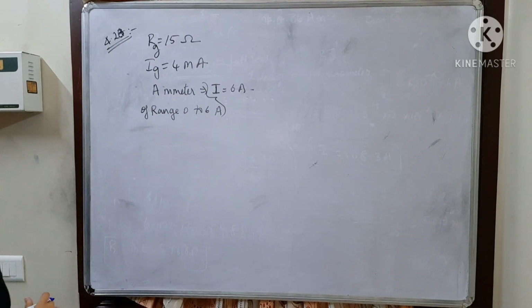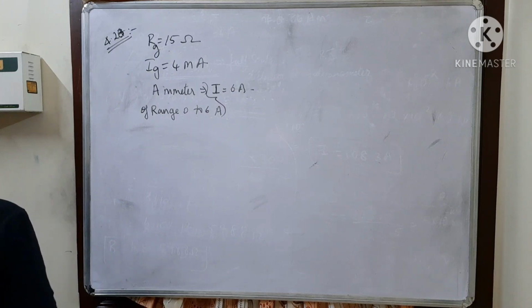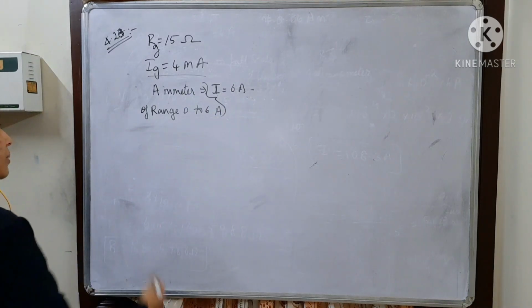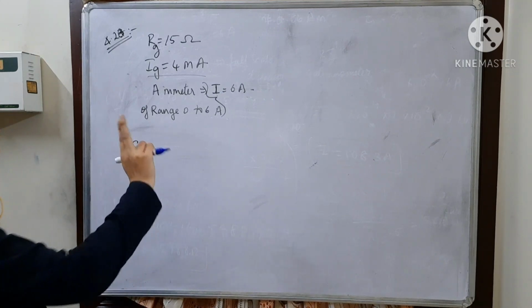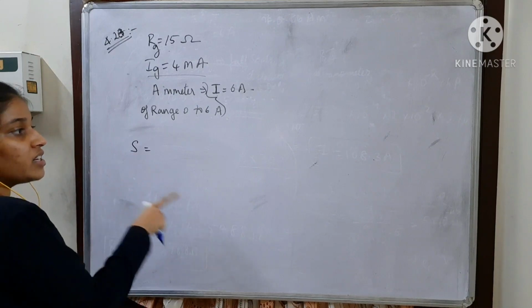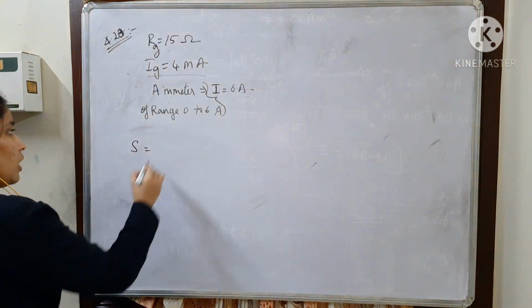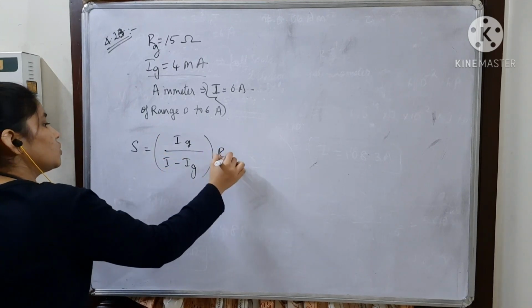The last question of this chapter, 4.28, is given. A galvanometer has a resistance of 15 ohm. So the galvanometer resistance is 15 ohm and the meter shows full scale deflection for 4 milliampere. How will you convert the meter into an ammeter of range 0 to 6 ampere? So I is equal to the maximum current in the ammeter, 6 ampere. You have to find out the value of shunt resistance, that will convert the galvanometer into an ammeter. So shunt resistance should be connected in parallel with the galvanometer and that setup will be connected in series in the circuit. So S is equal to Ig divided by I minus Ig into the resistance of galvanometer.